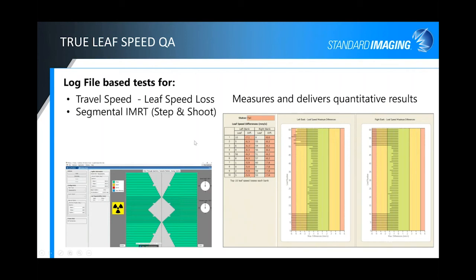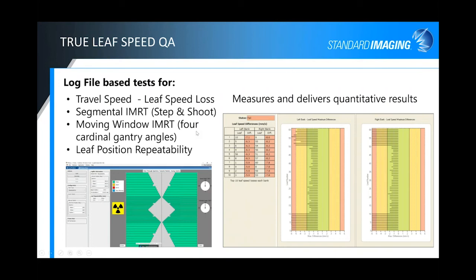We also have it for both segmental IMRT for step and shoot, as well as sliding window IMRT, for the four cardinal gantry angles. And we also do a reproducibility, repeatability test for the leaf speed or the leaf positions, as well as a test delivered by PIPSpro.